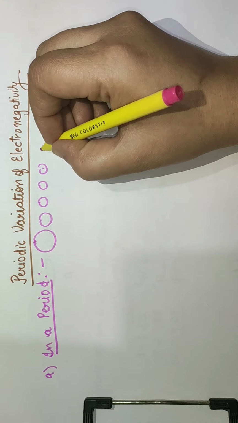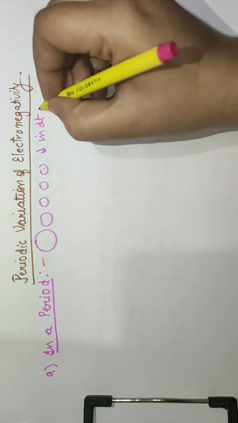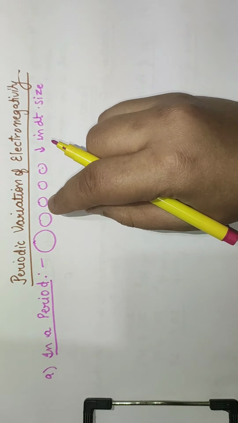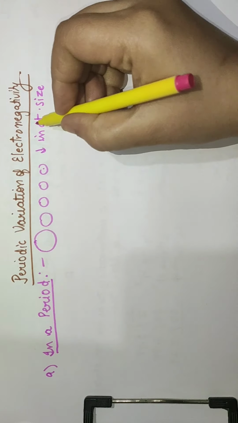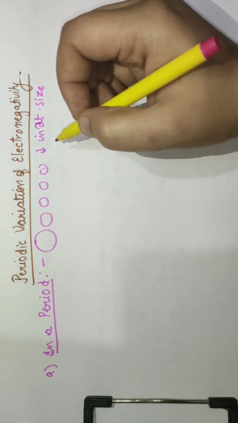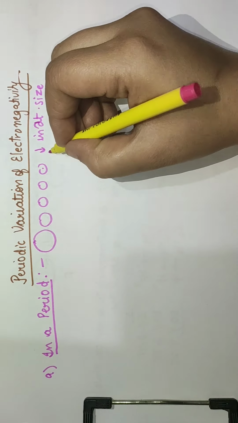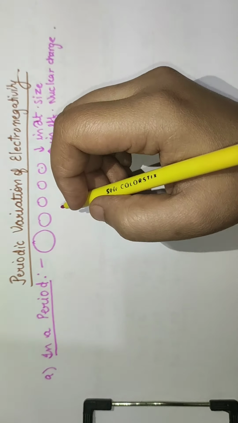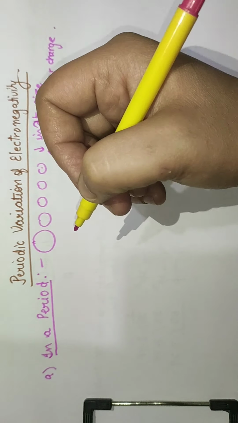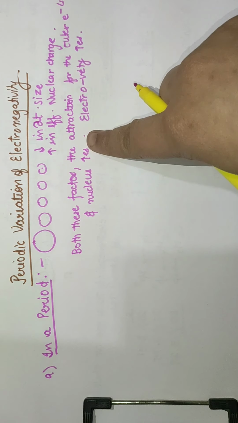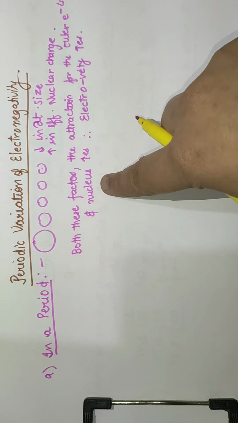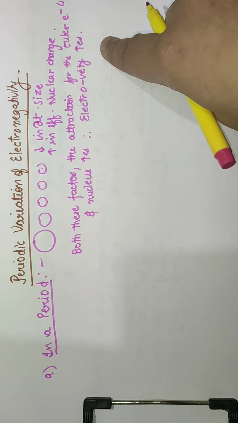So what is a factor? It is due to the decrease in atomic size, right? And the increase in effective nuclear charge. The effective nuclear charge, what will it do? It will increase. So there is an increase in effective nuclear charge. So both these factors are going to promote the electronegativity. Both these factors, the attraction for the outer electron and the nucleus increases, therefore the electronegativity increases.